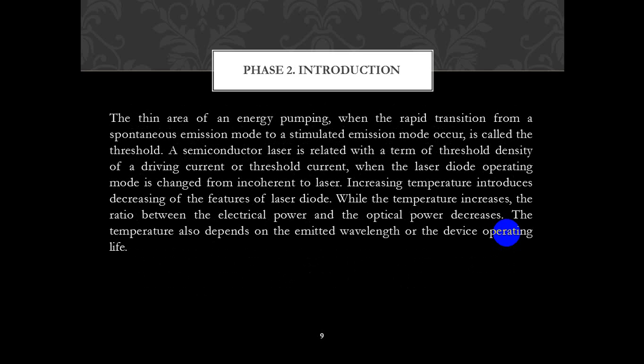This is phase 2. The thin area of energy pumping where the rapid transition from a spontaneous emission mode to a stimulated emission mode occurs is called the threshold. A semiconductor laser is related to a term of threshold density of a driving current, or threshold current. When the laser diode operating mode is changed from incoherent to laser, increasing temperature introduces a decrease of the features of the laser diode. While the temperature increases, the ratio between the electrical power and the optical power decreases. The temperature also affects the emitted wavelength and the device operating life.